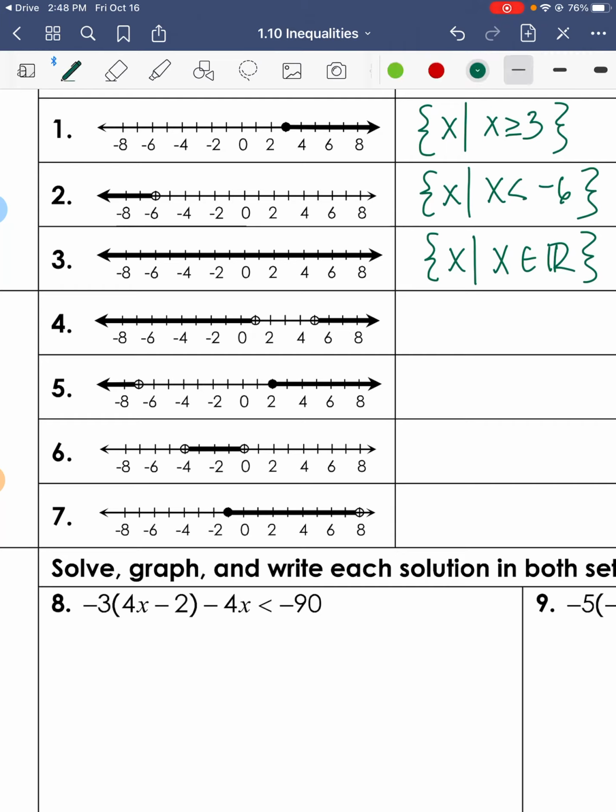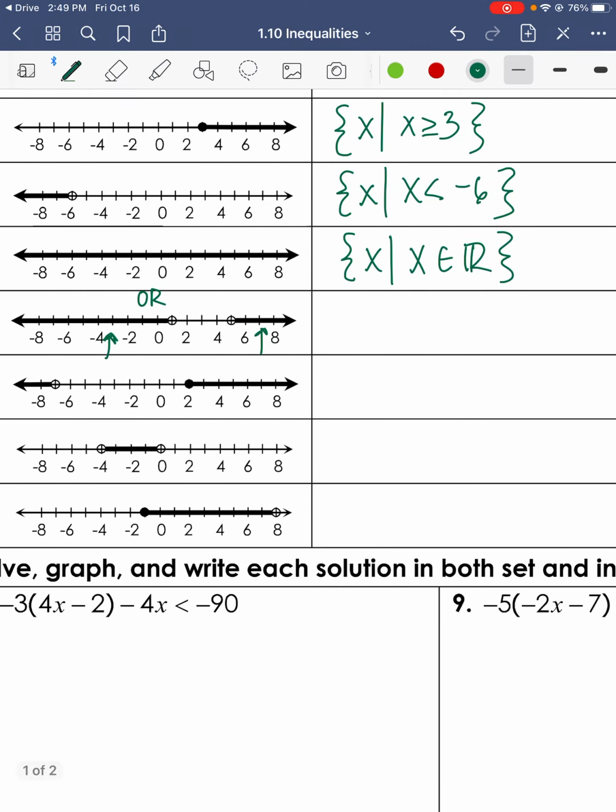So let's look at number 4. It looks like this is an "or" type. So x can either be in this set, represented by this graph, or it can be a member of this set. The way that we would write this in set builder notation, we'll start the same way as the other ones: open curly bracket, all values of x such that. We're still going to put the inequalities in the second half, but because we have an "or" compound inequality, we're going to write two separate inequalities with the word "or" in between them.